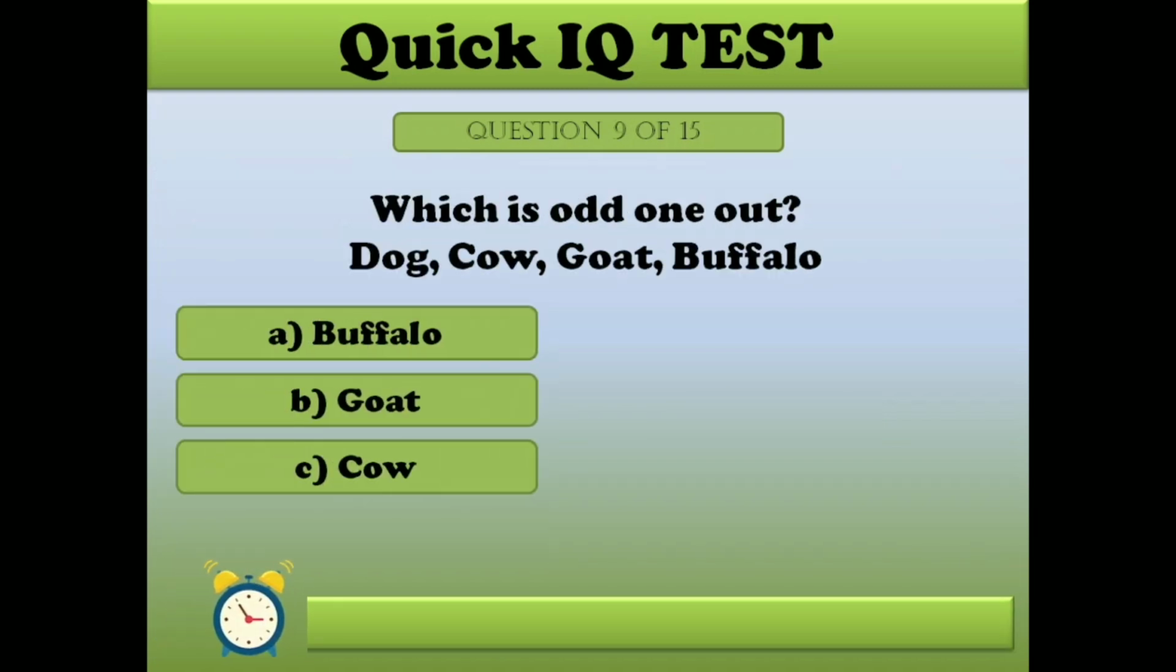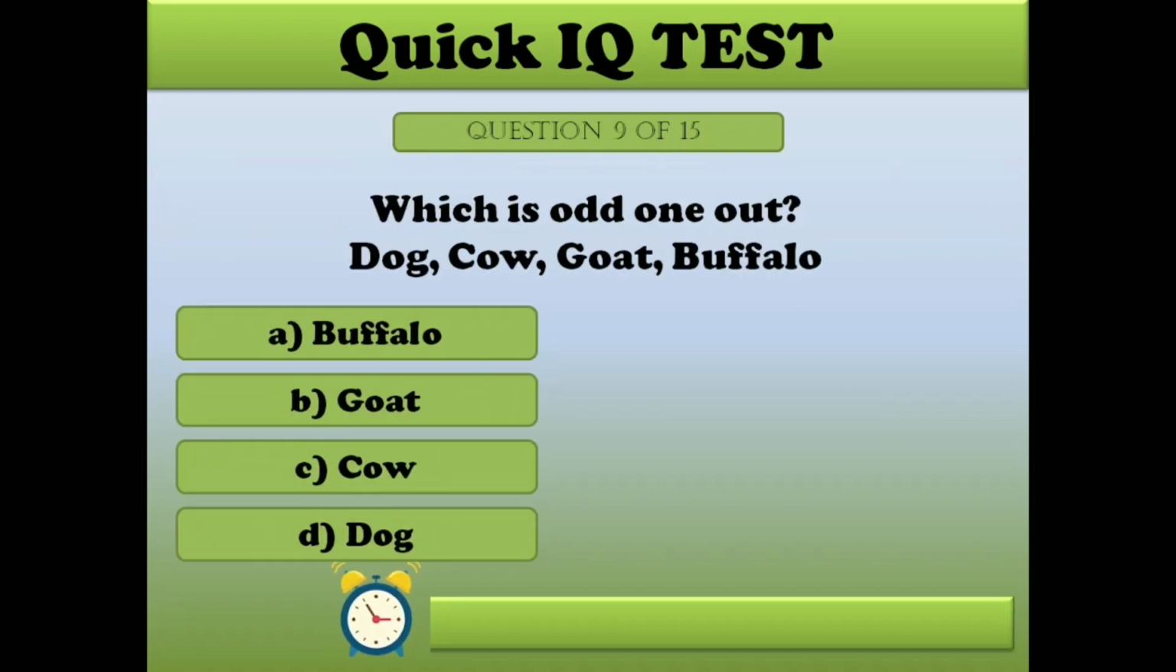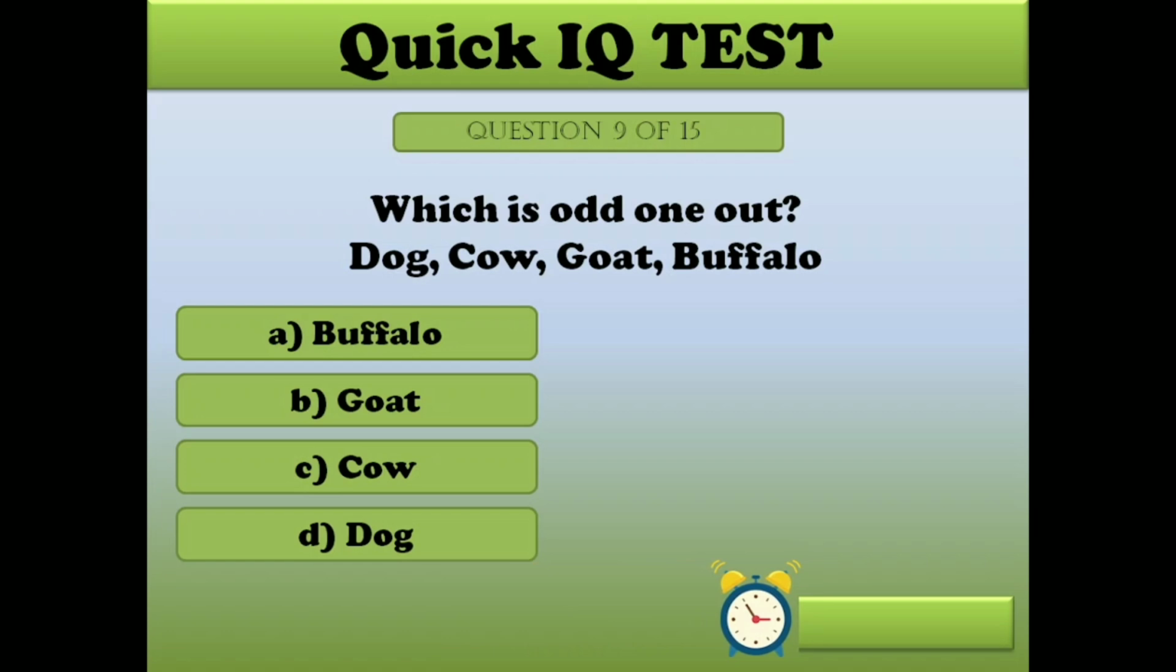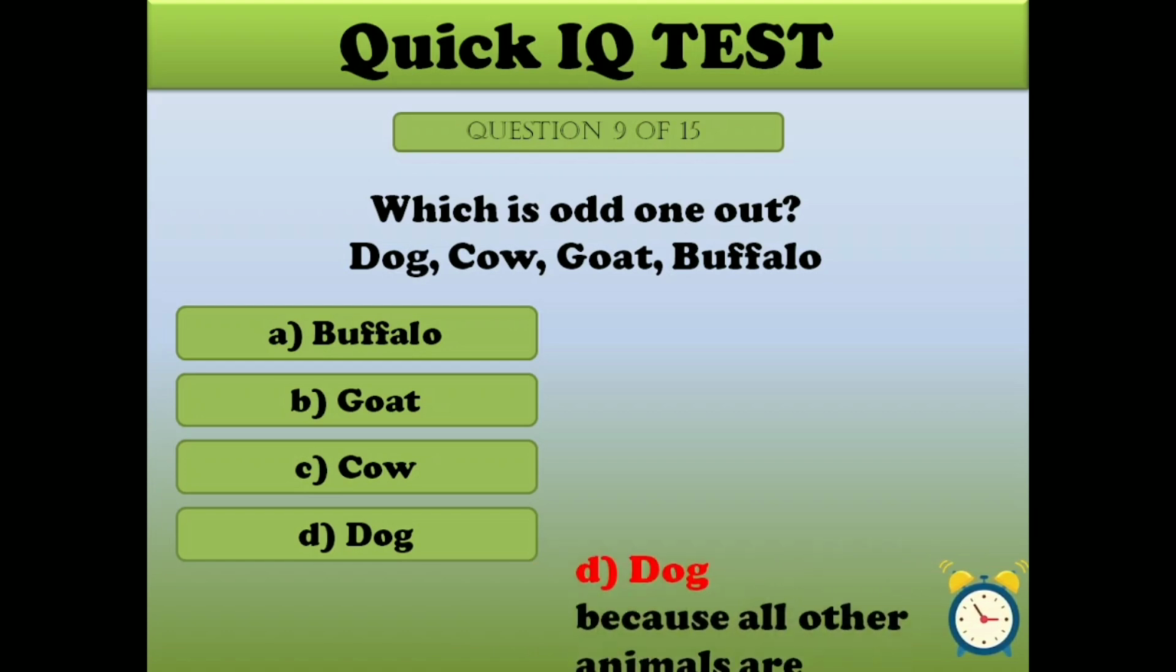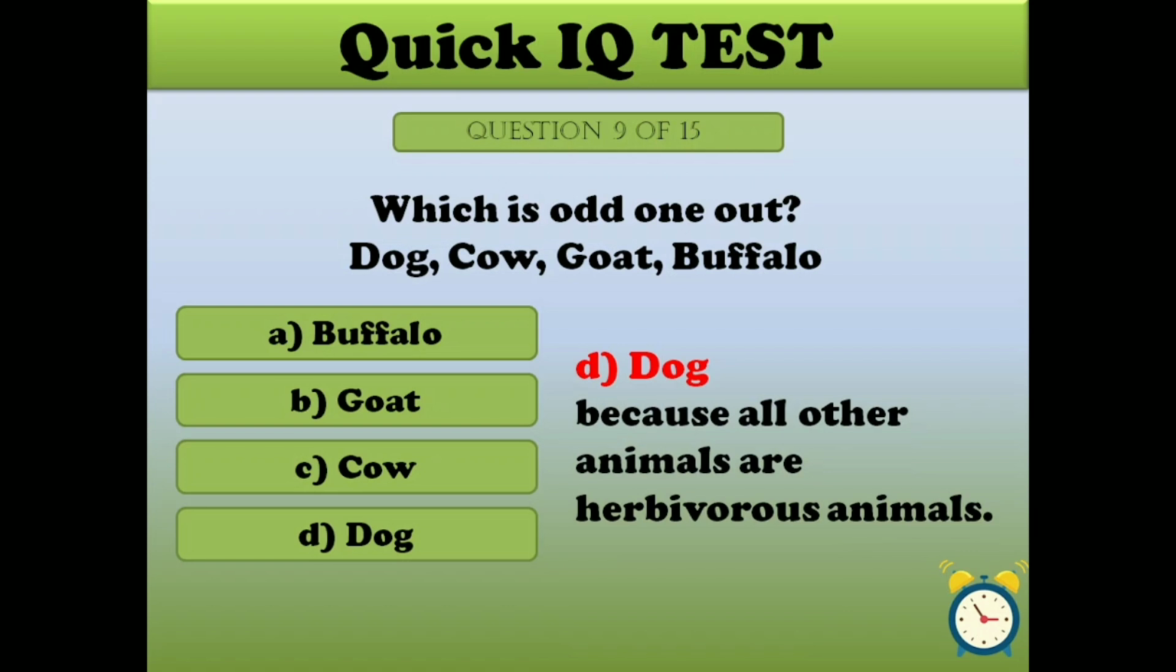Which is odd one out? Dog, cow, goat, buffalo. Yes, you are right. Option D, dog, because all other animals are herbivorous.